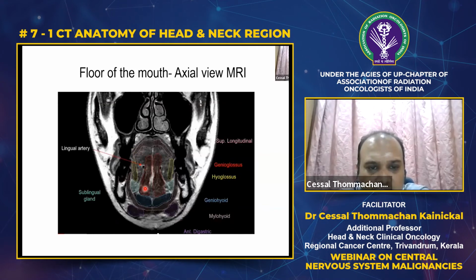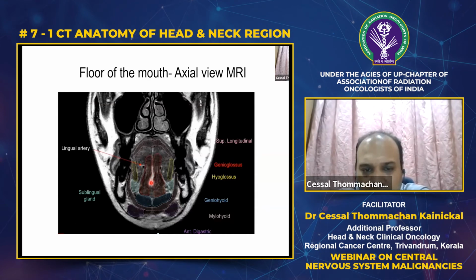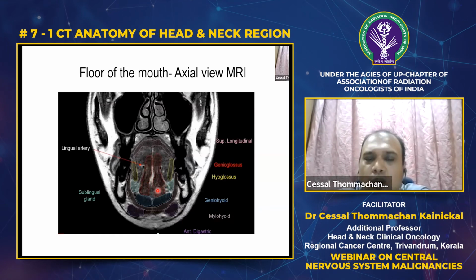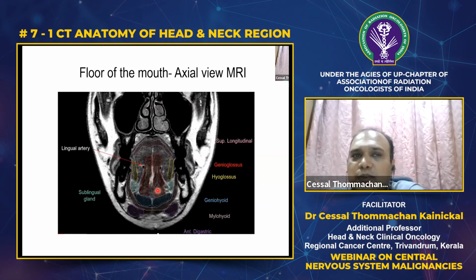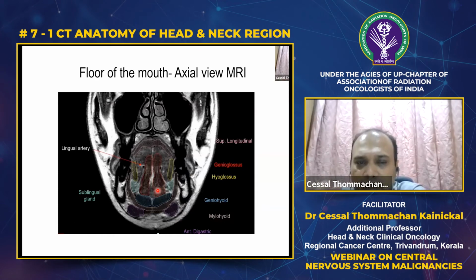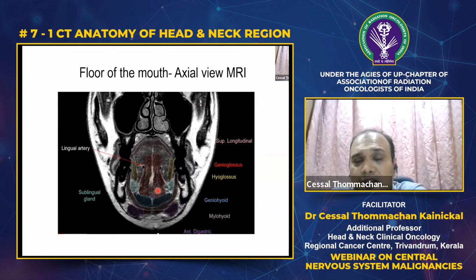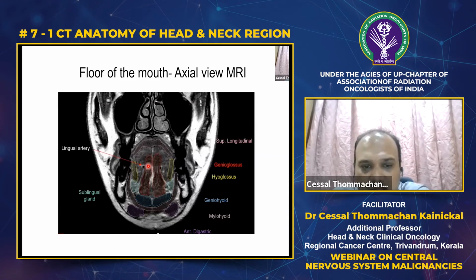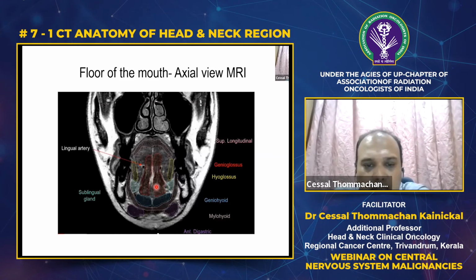So this is the geniohyoid muscle. This is called the lingual septum. Surgically, if you want to know, there is a difference between the root of the tongue and the base of the tongue. The root of the tongue is formed by the septum and the genioglossus and geniohyoid complex. So this is the root of the tongue.